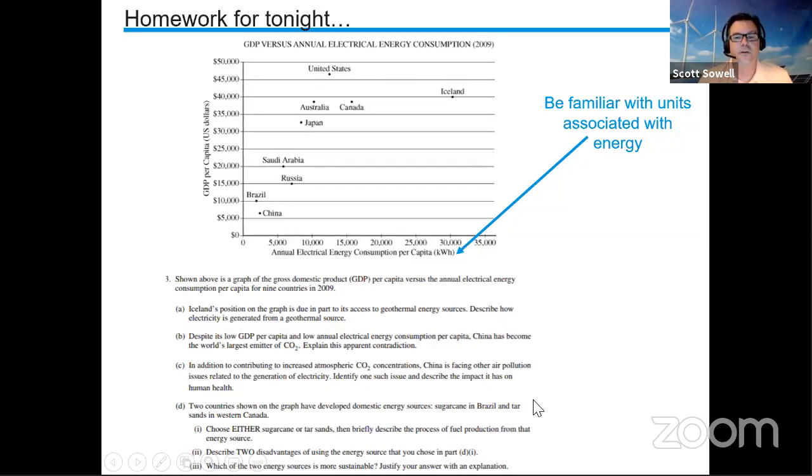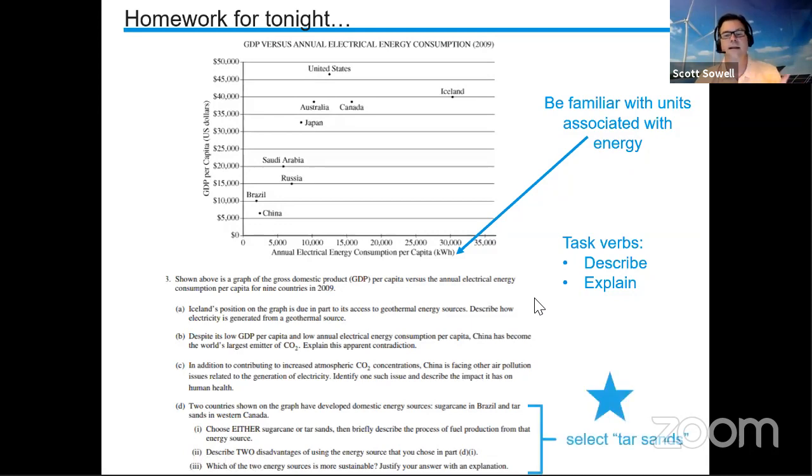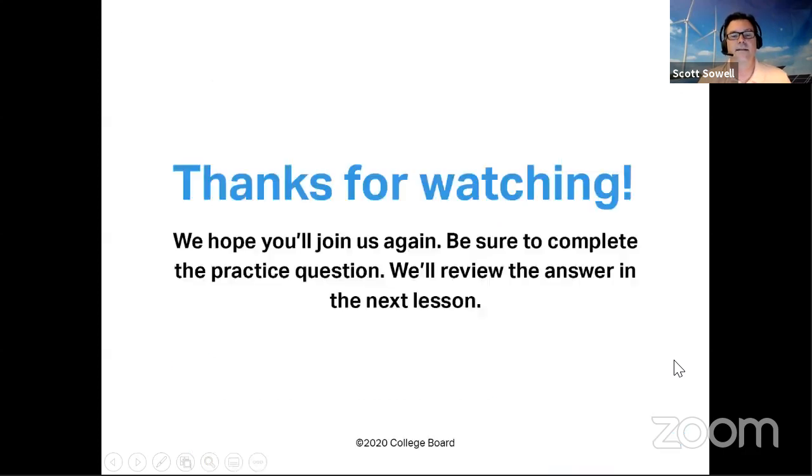Then it asks you a few questions. It is going to ask you to do some description and some explaining. Remember, those two task verbs mean something and they should dictate or influence your writing. I do want to make one modification though. Part D gives you an option of choosing either sugarcane or tar sands. For the purpose of homework, I would like you to just pick the tar sands because that's something that Ms. Fassler talked about last time, and she will go over the answers to this next time.